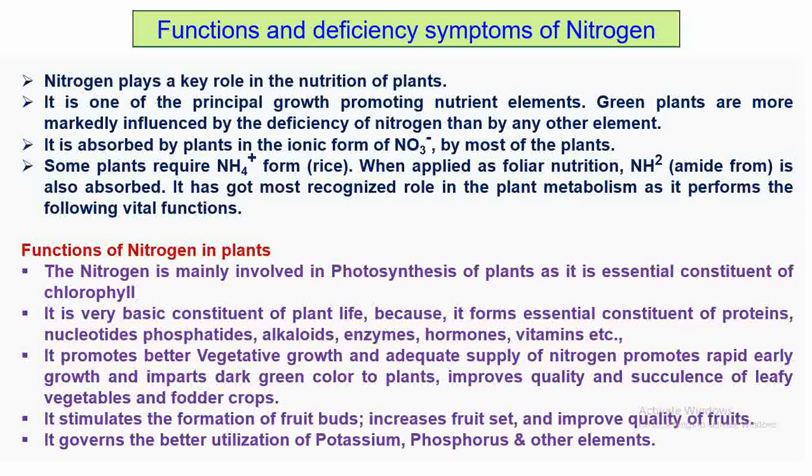So it is involved in the photosynthesis, because it is one of the major constituents of chlorophyll. It is essential for the synthesis of protein, nucleic acids, enzymes, hormones, vitamins, etc. It promotes rapid growth of the plant. It makes the leaf vegetable and fodder crop succulent. It stimulates the fruit bud, increases the fruit set, improves the quality of fruit, and also it controls the better utilization of potassium, phosphorus and other elements. These are all the role of nitrogen in plant.